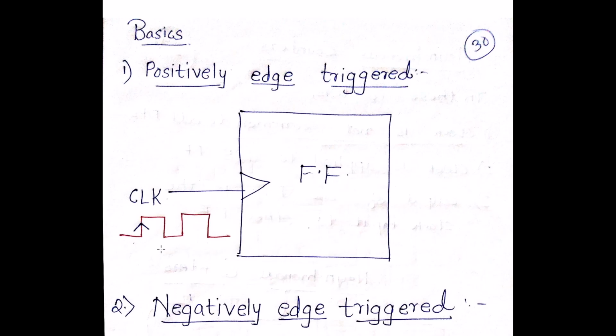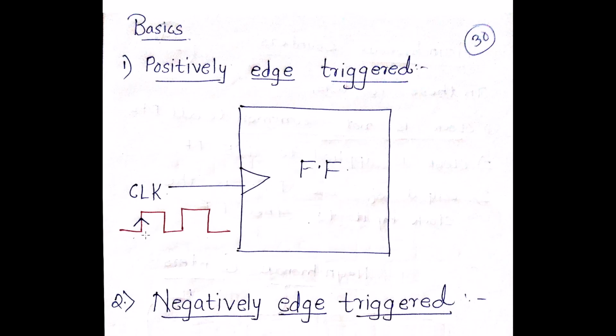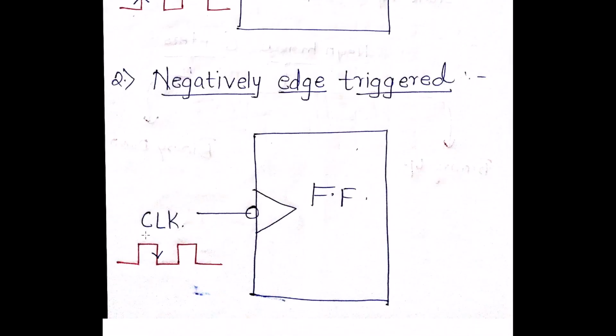In case of positive edge trigger flip-flop, you are going to have the clock going from lower to upper. Whereas in case of your negative edge trigger flip-flop, you're going to have a clock going from upper to lower. There's going to be an edge triangle obviously, but also there's going to be a bubble.